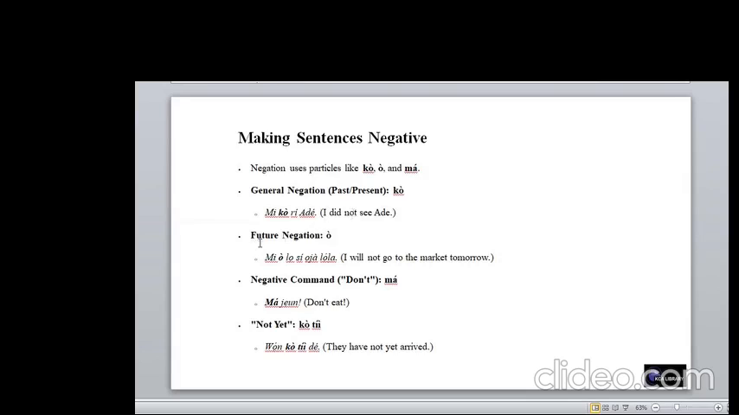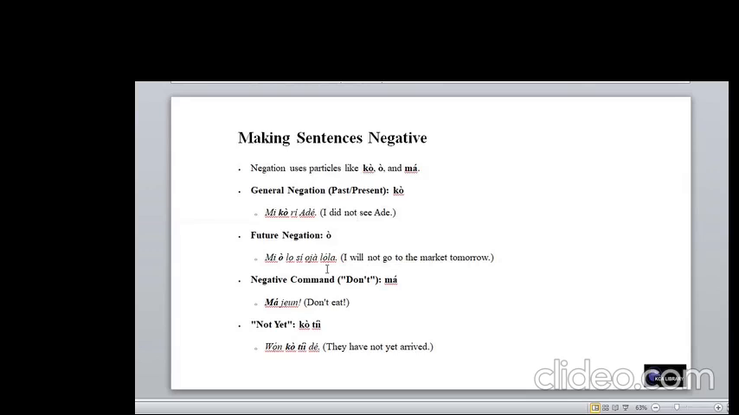Then for future negation, say mi ò lọ sí ọjà lọ́la. Mi ò lọ sí ọjà lọ́la. Ò means not also, but it is a future negation, which you can say will not. I will not go to the market tomorrow.